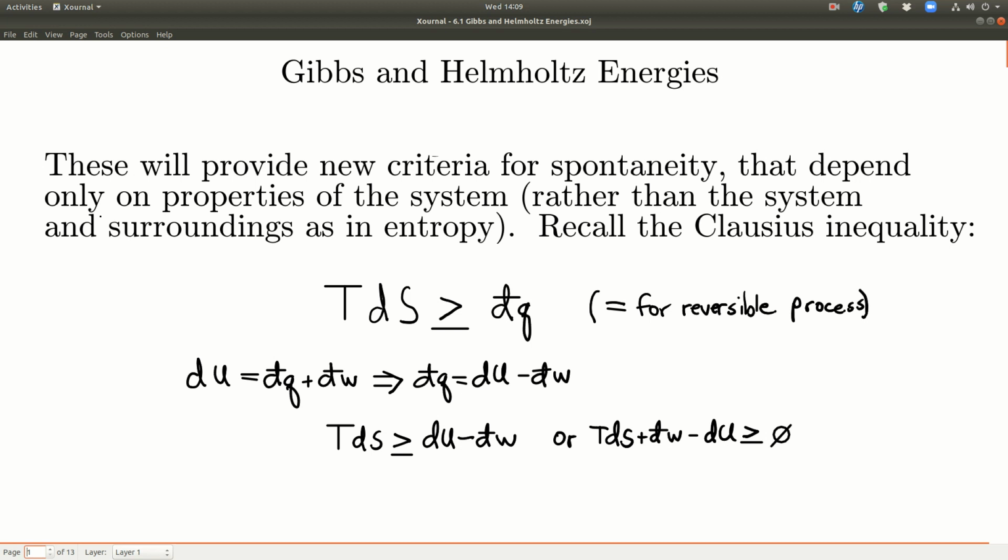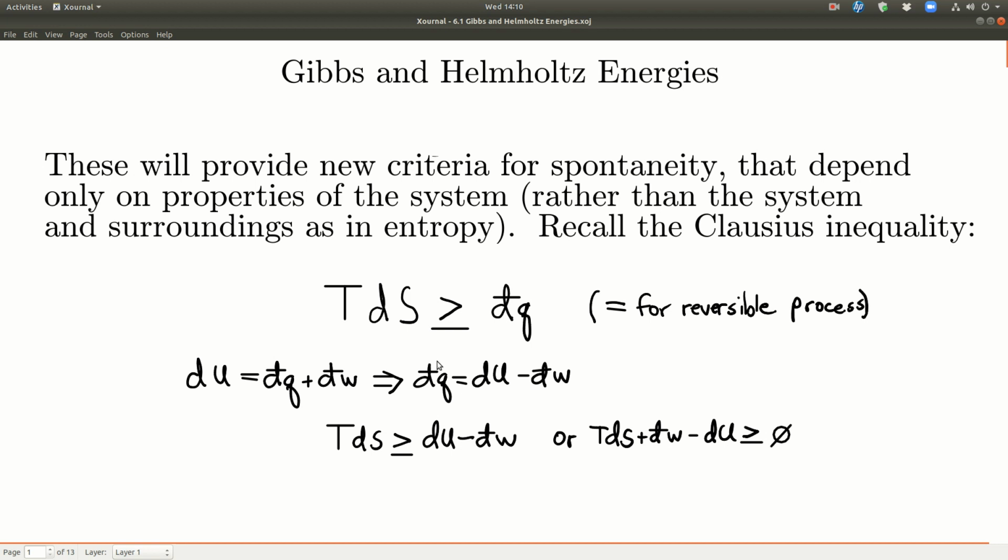So I'm going to start with the Clausius inequality that we developed in the last chapter, chapter 5. And it just says this right here, that T dS is greater than or equal to d̄q. If it's a reversible process, then the equality holds and it's equal.